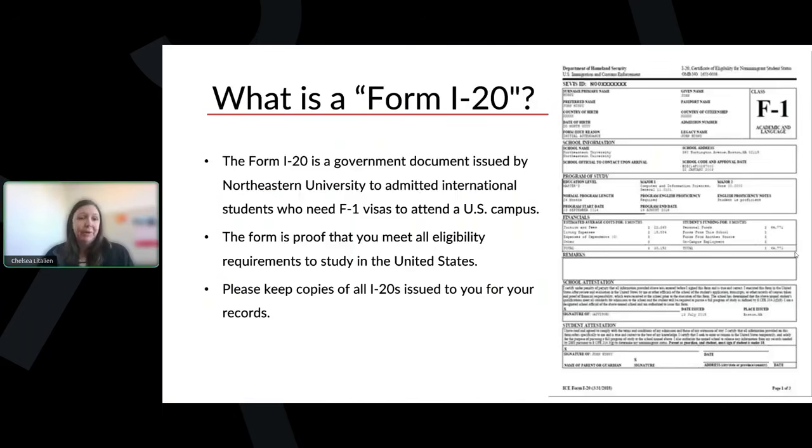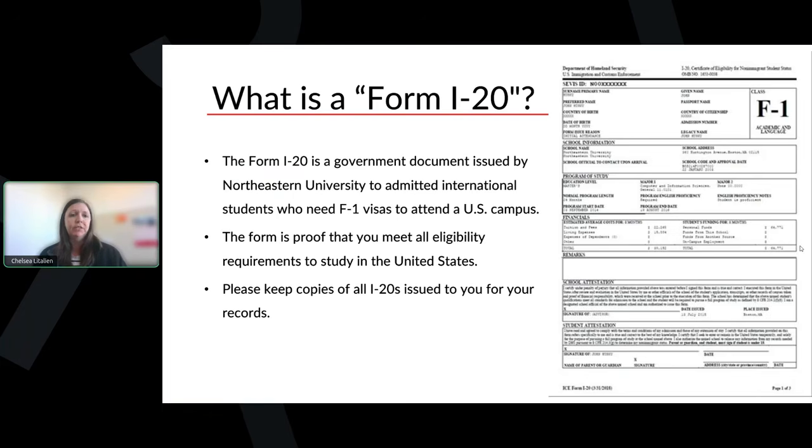I've mentioned a form I-20 a couple of times already. This is an example of what the I-20 looks like. So an I-20 is a government document issued by Northeastern to admitted international students who will need an F-1 visa to study in the US. So this form is a 3-page document, and it is proof that you have met the requirements of admission to Northeastern and that you have demonstrated sufficient funding for the program that you are admitted to.